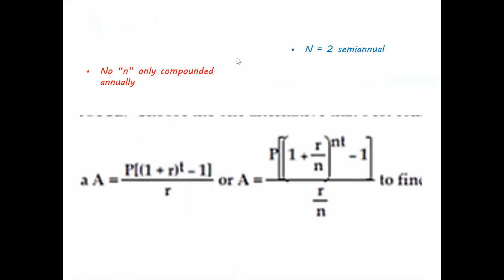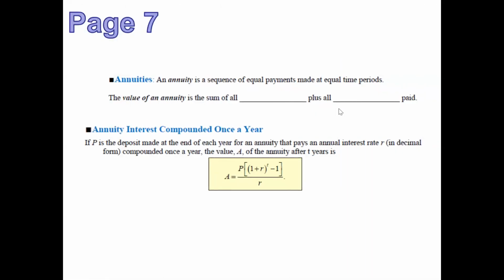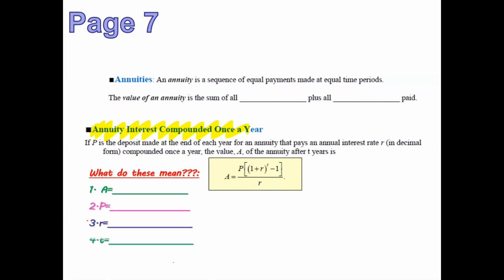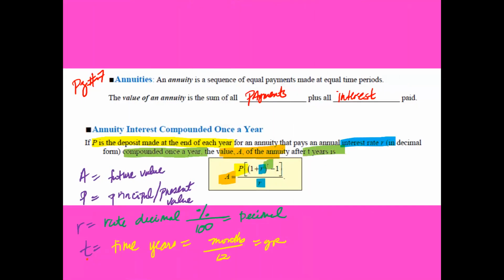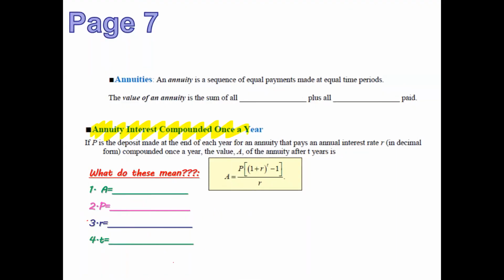Okay, so N is only compounded annually, so it's not going to be quarterly or anything. But if it is going to be semi-annual, you know that's 2. If it's quarterly, it's 4. Monthly, 12. Weekly, 52. Daily, 365. Okay, so what do these mean? You know that A, and actually, I think you guys know what it means. I want you to give me the definition of A, P, R, T, and just take a moment and copy that part down, please.